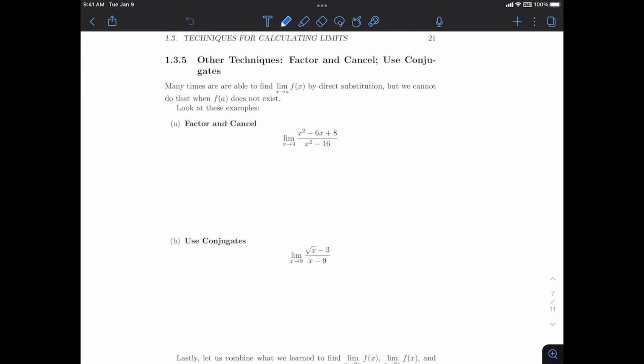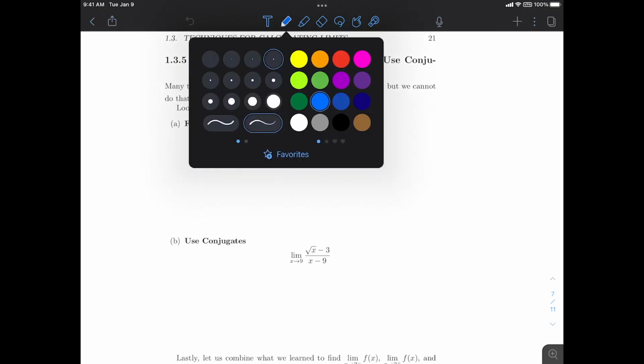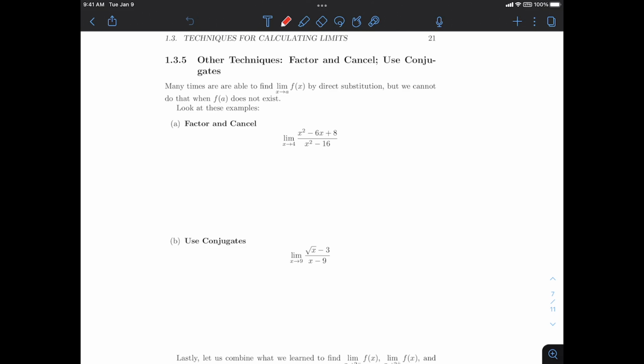So item A here does not allow us to directly plug in 4, because if you did, let me put a little bubble there, you would think the bottom would be, let's just write the whole thing, 4 squared minus 6 times 4 plus 8 divided by 4 squared minus 16, and okay, this is something divided by 0. You're not allowed to do that, so you're not allowed to directly substitute right now. So what do you do? Exactly what I said.